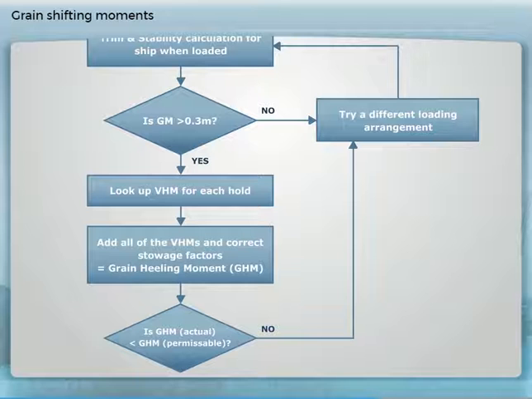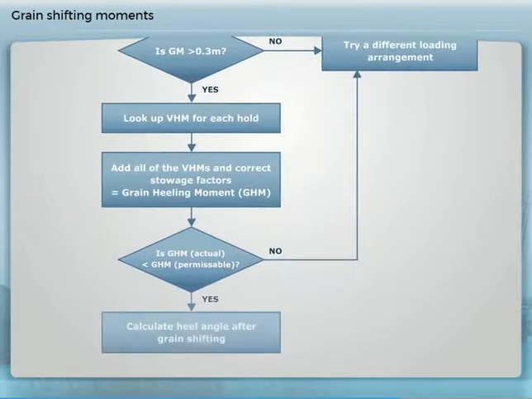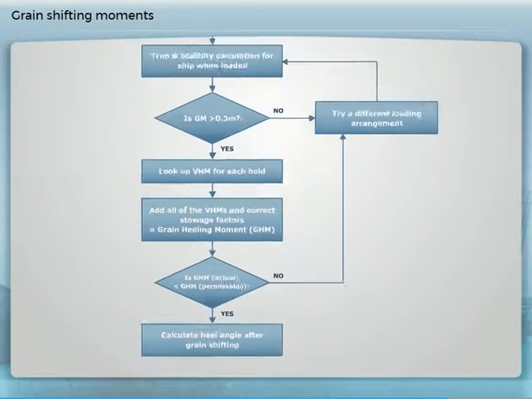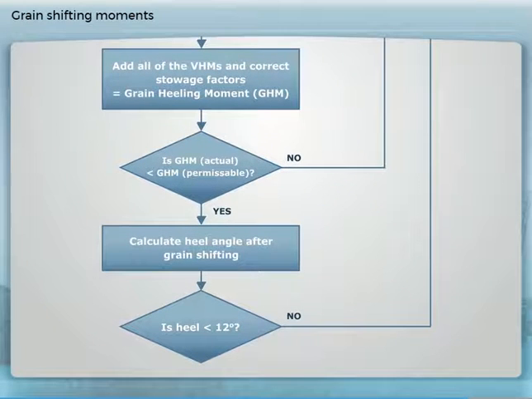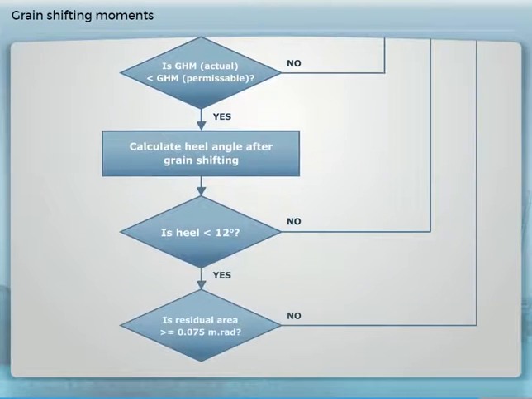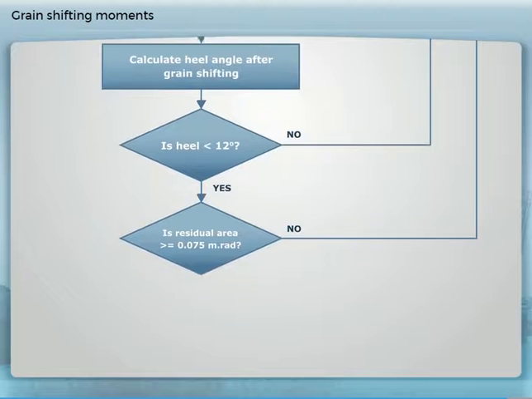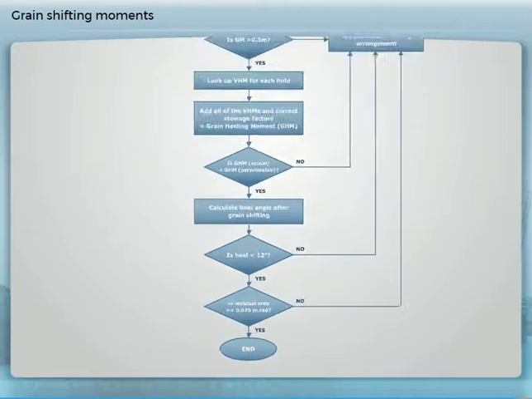This is then compared to the maximum allowable grain heeling moment given in the manual. If the actual grain heeling moment is less than the maximum allowable grain heeling moment, the grain stability condition is satisfactory, subject to the heel and residual stability criteria being met. The maximum angle of heel due to grain shift must not be more than 12 degrees, and, provided the minimum residual dynamic stability given by the statical stability diagram is satisfactory, then the ship will be safely loaded.